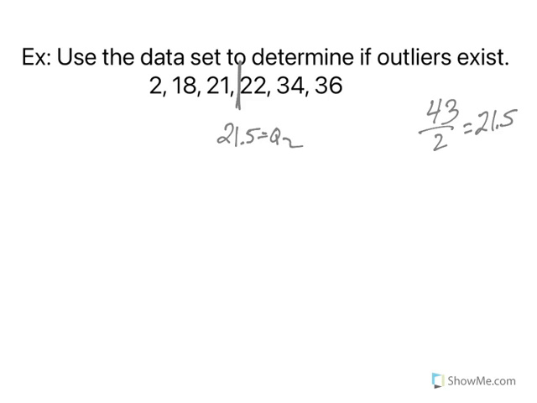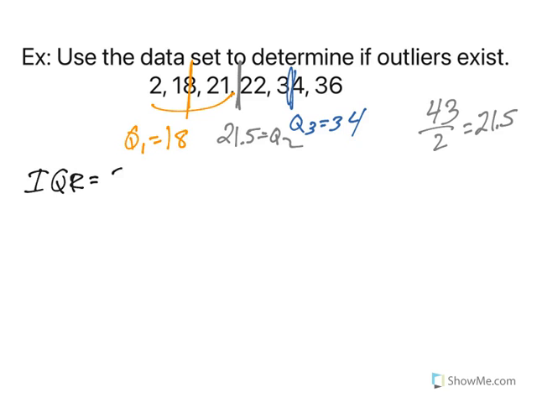Now I'm ready to find my first quartile. So the median of the lower half, which is 18. And then I find the median of the upper half, which is 34. Okay, I like small data sets, a little easier to work with. So now we find our interquartile range. So IQR is Q3 minus Q1, which in this case is 16.